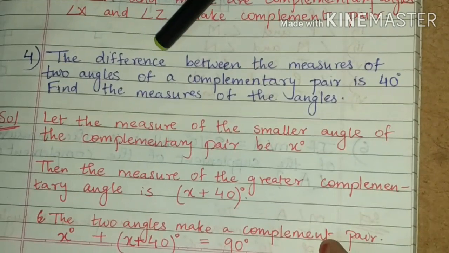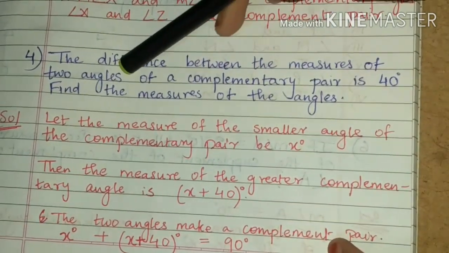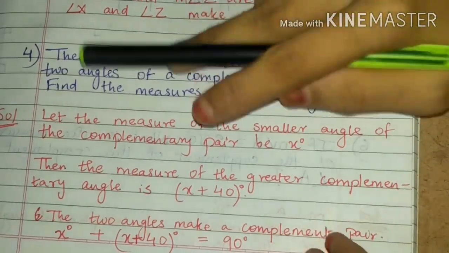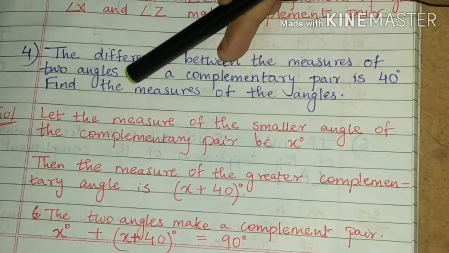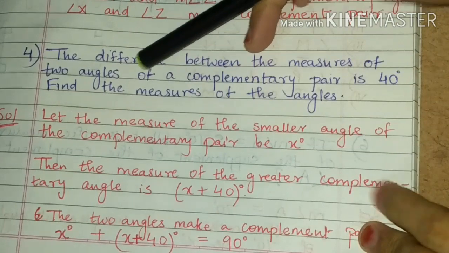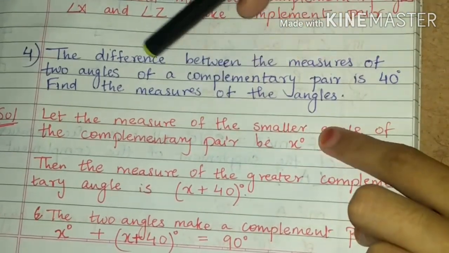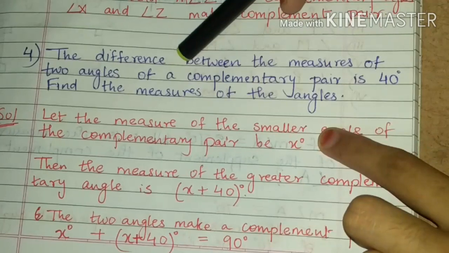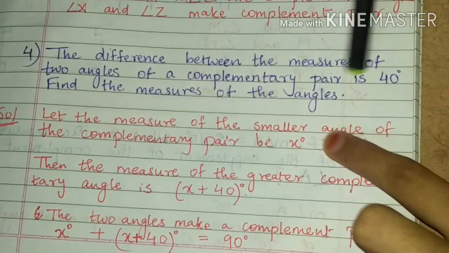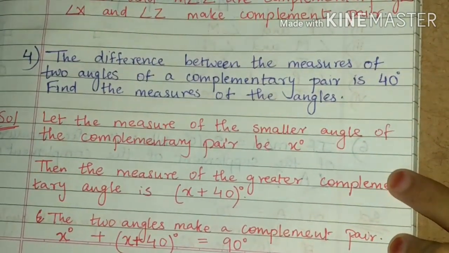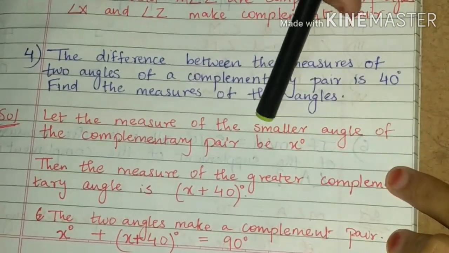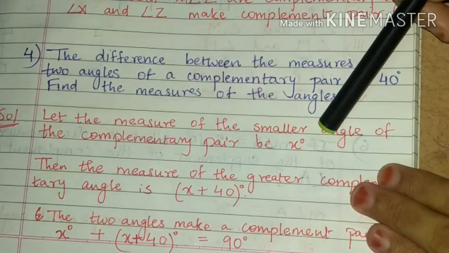Then what is given? The difference between the measure of two angles. Difference means what? Minus. So for example, one angle is x degree, the other angle should be how much more? The difference between the measure of two angles is 40 degree. So we will let the smaller angle be x degree, as difference they have said.